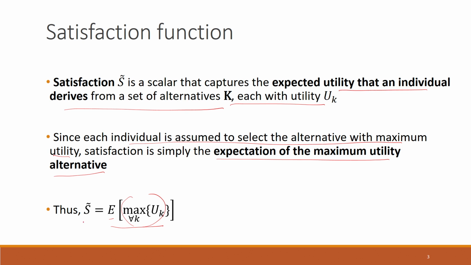In a way, this satisfaction function is slightly different from the choice probability function that we had seen. The choice probability of the kth alternative was the probability that a given choice k will be selected. That was equal to the probability that the utility of that alternative is greater than or equal to the utility of all the other alternatives. Whereas here, we are trying to find the expected value of the maximum utility among all the alternatives.